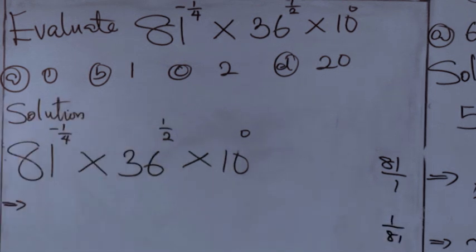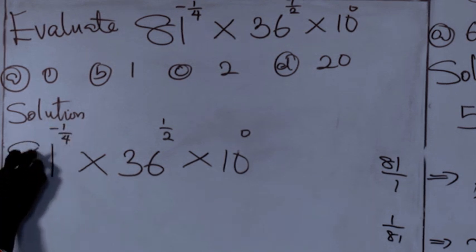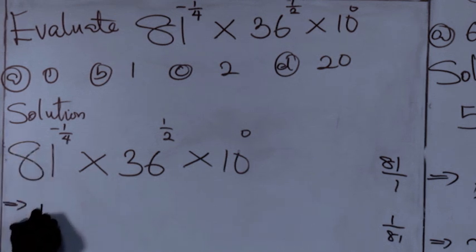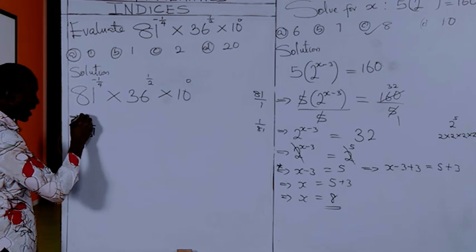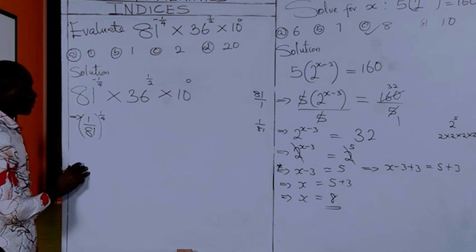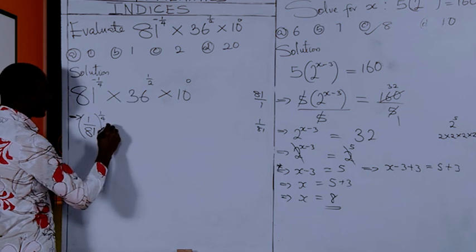All right? Now I want to remove this negative power, and that will give me the reciprocal of the base, which means that I'm going to have 1 over 81. Okay, so I have it raised to the power 1 over 4 here. Now let me write out everything.